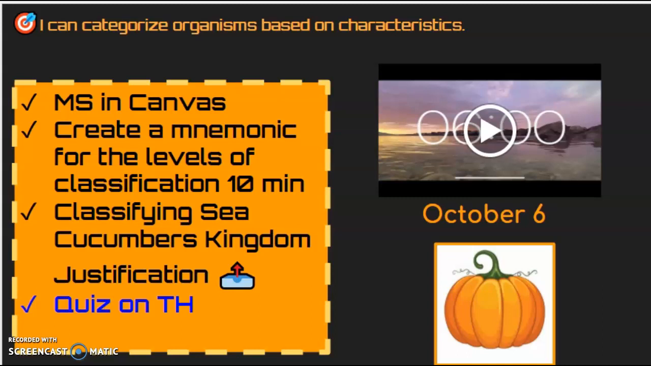And then there's a discussion board where you will create a mnemonic for the levels of classification. And we'll spend 10 minutes on that in class. And then the last to do is classifying sea cucumbers, kingdom justification. And that's where we will look at the characteristics and compare the characteristics of the sea cucumber to a kingdom and domain table of characteristics to determine which kingdom it belongs to, and then justify that placement based on evidence.